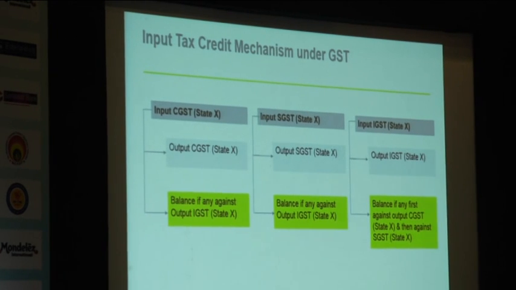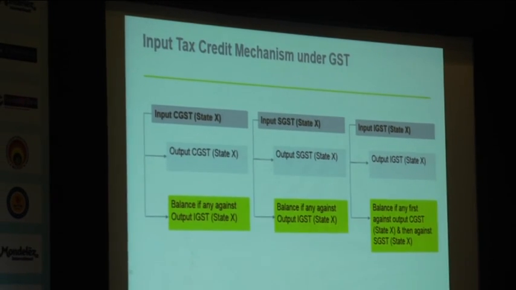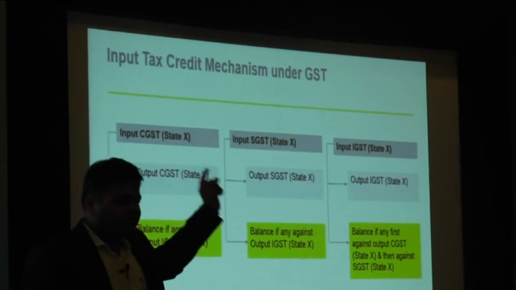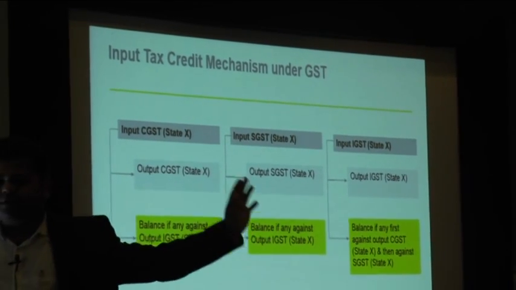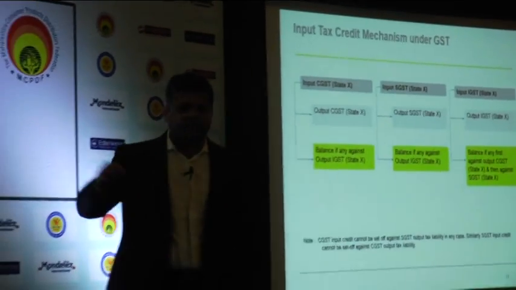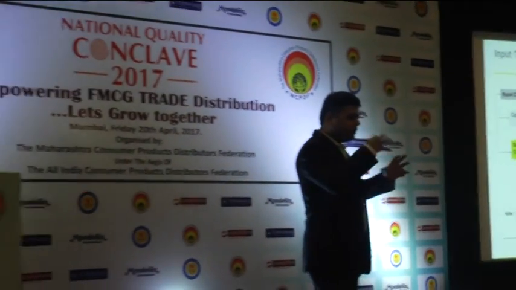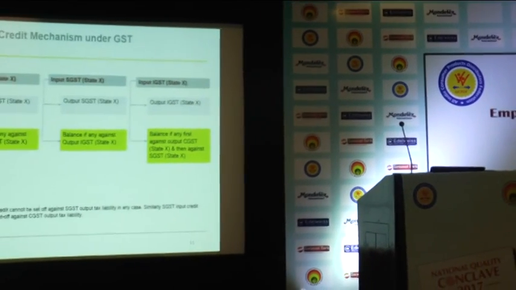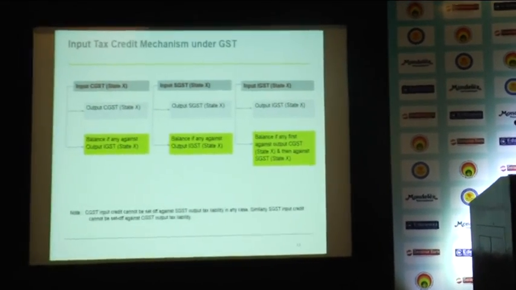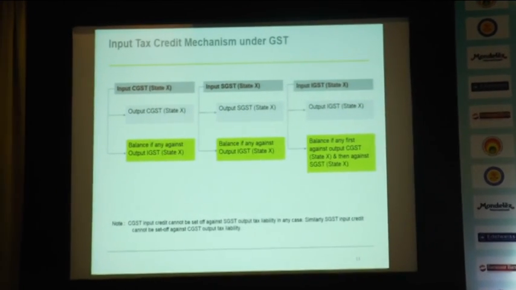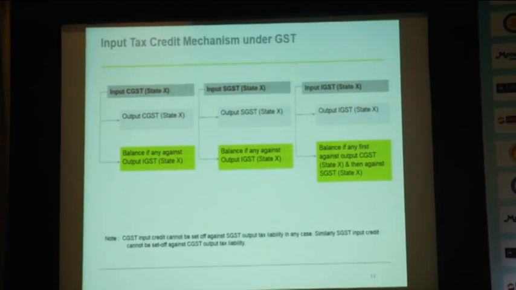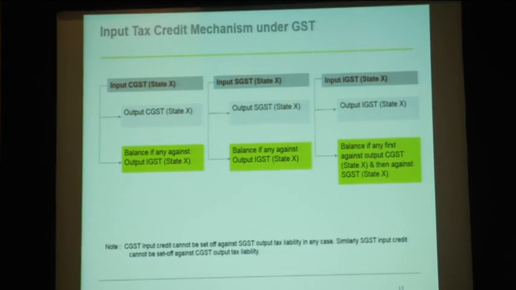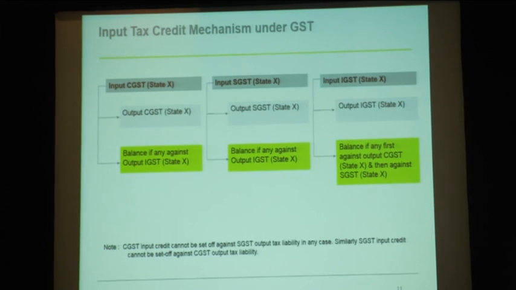This is an illustration which explains how I utilize my input tax credit. So I will have 3 boxes, CGST, SGST and IGST. So what they are saying is that on your input side you will have 3 taxes, on your output side also you will have 3 taxes. So the first rule is that you should use the same tax against same tax. So CGST credit use against output CGST, input SGST against output SGST, input IGST against output IGST.